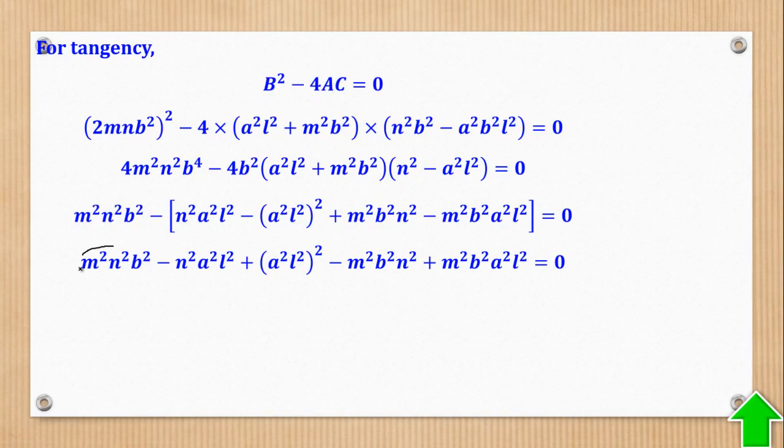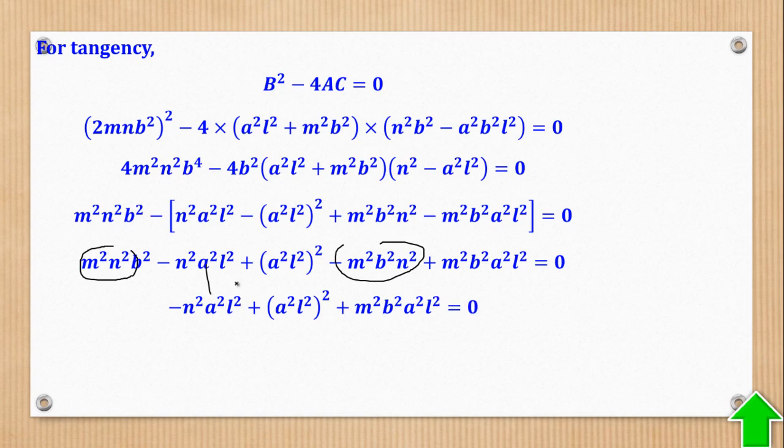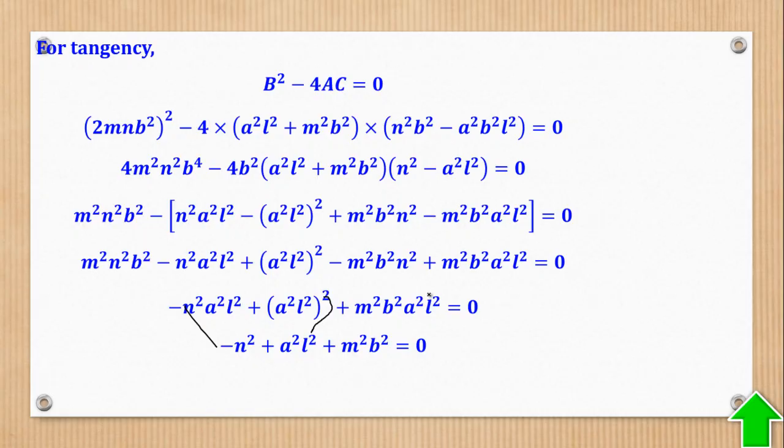And from there I realize something. Do you see this? And this? They can cancel to remain with this, this, and this. Then from there I realize that, do you see this? We have this, so it can reduce this power also. And also this one, so it is common. I can divide throughout by a squared L squared to remain with here negative n squared, here a squared L squared, here this one goes away to remain with m squared b squared.